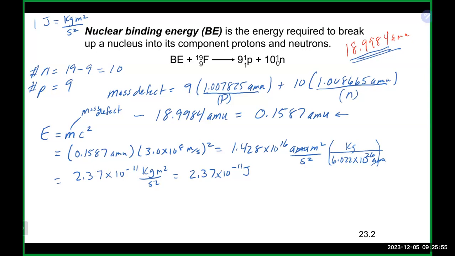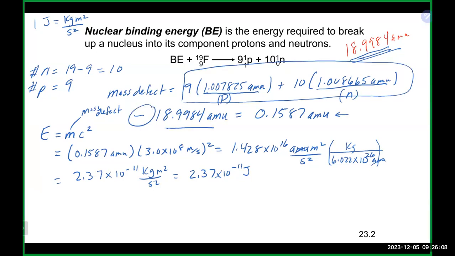Other questions? Yeah. How did you go from the 18.99 to the 0.15? I added all this together and then subtracted it from this. So I took 9 times the 1.007 and then added 10 times the 1.008. So that's basically the mass of the protons and neutrons that are in the nucleus. And then I subtracted that from the 18.9984, which was given to us as the atomic mass of this isotope. And that's hopefully what you should end up with.